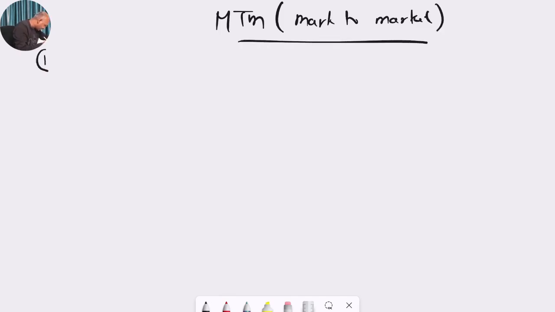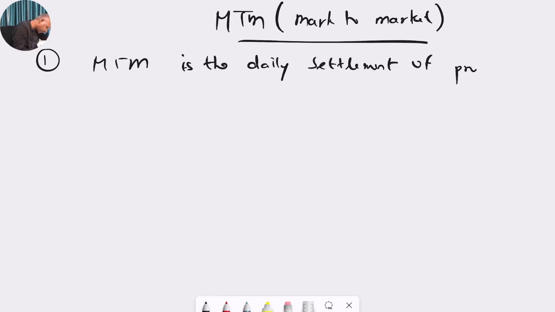So the next concept is MTM, which is mark to market. Now, MTM is the daily settlement of profit and loss of an option position.